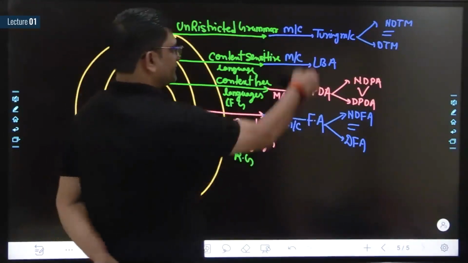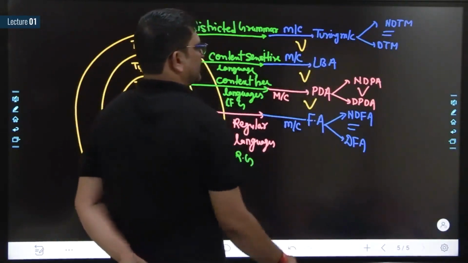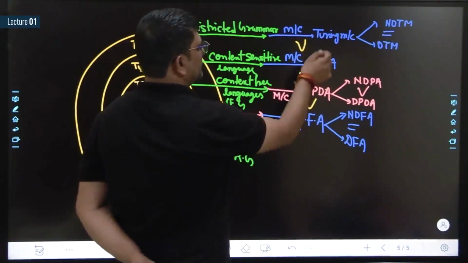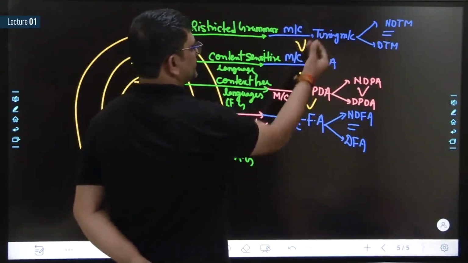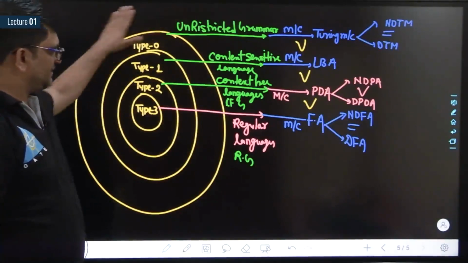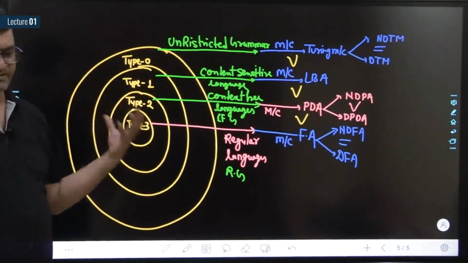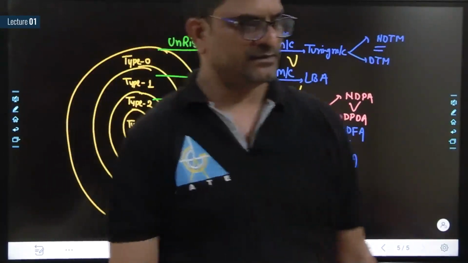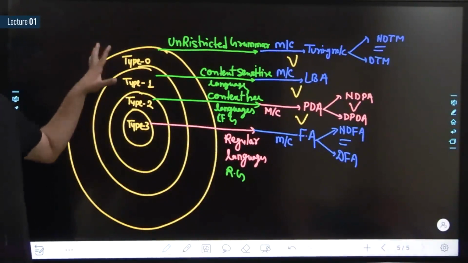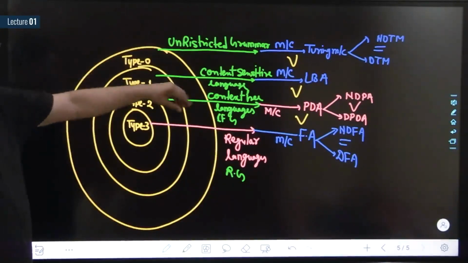Among these four machines, finite automata is less powerful than the PDA. PDA is less powerful than the LBA. LBA is less powerful than the Turing machine. Turing machine is the most powerful machine of these four. Clear? Please note down this diagram. This is the complete theory of computation, whatever we studied in this subject.